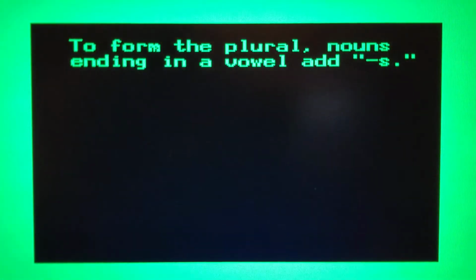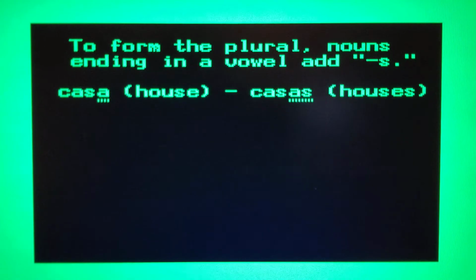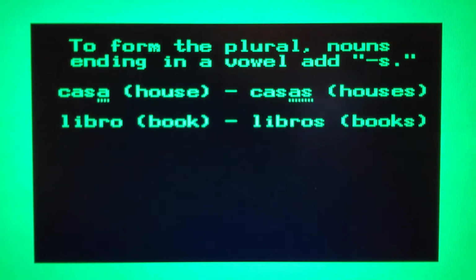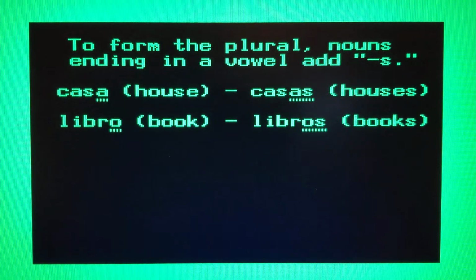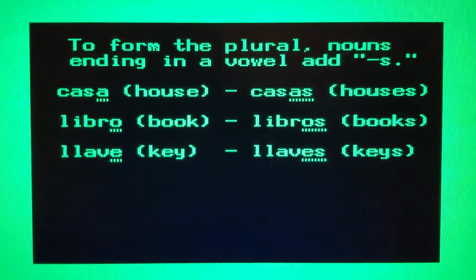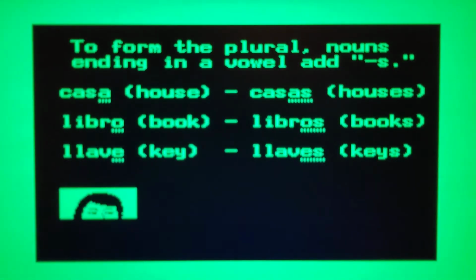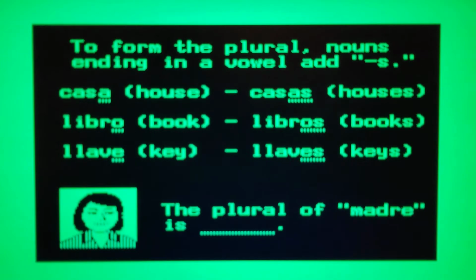To indicate more than one, to form the plural, nouns ending in a vowel add s. Casa, casas. Libro, libros. Llave, llaves. What is the plural of madre? Claro, of course.